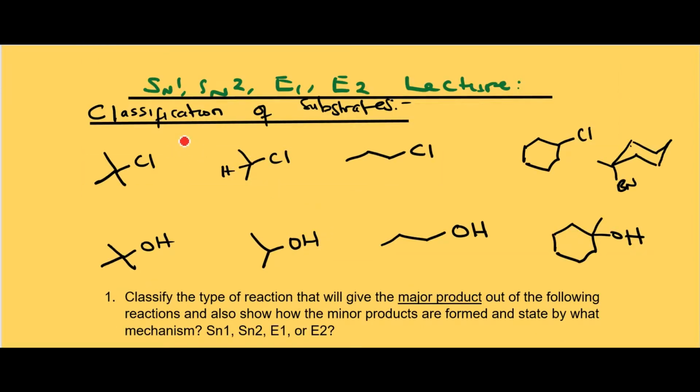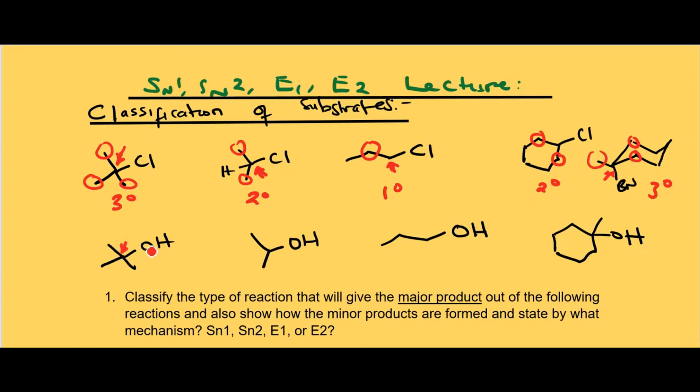Okay, right here is a classification of substrate. This one is primary, this one is tertiary because the carbon bearing the halogen is bordered by three other carbons, so it's tertiary. Now this carbon bonded to the halogen is bordered by two carbons, so this is secondary. And this carbon bonded to the halogen is only bonded to one other carbon. This is primary. And using the same formation, this is secondary. And on the chair, you have three other carbons bonded to the carbon bearing the halogen. So this is tertiary.